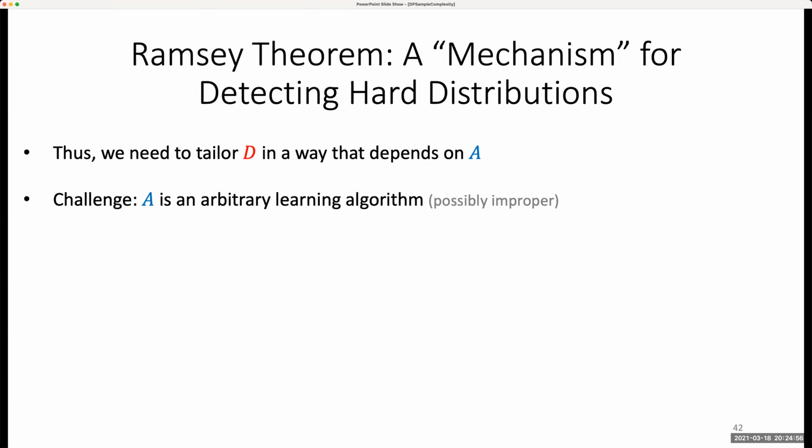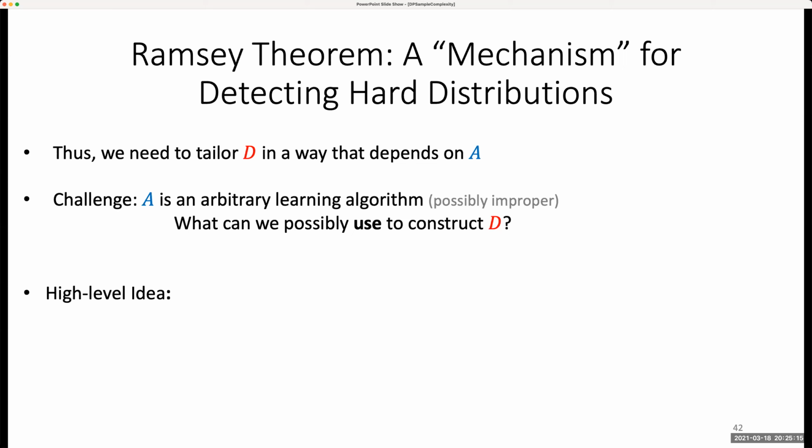But how are we going to do that? A is an arbitrary learning algorithm, possibly improper. It's just a mapping from samples to functions. It can be arbitrary, right? All we know is that it's differentially private, but what does that even mean? It's not clear how to use it.